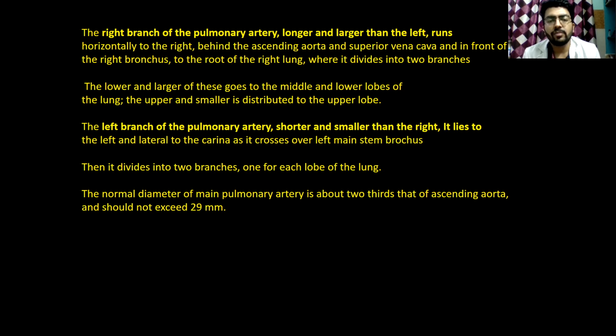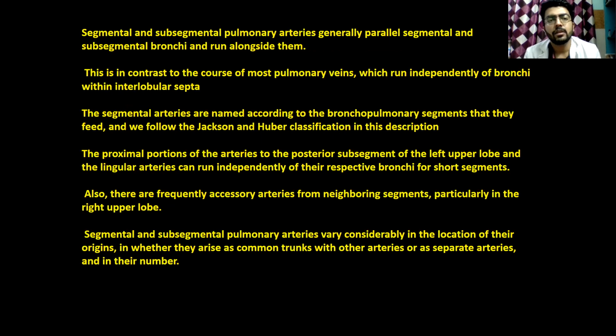The normal diameter of main pulmonary artery is about 2/3 that of ascending aorta and should not exceed 29 mm. Segmental and subsegmental pulmonary arteries generally parallel segmental and subsegmental bronchi and run alongside them. This is in contrast to the course of most pulmonary veins, which run independently of bronchi within interlobular septa.